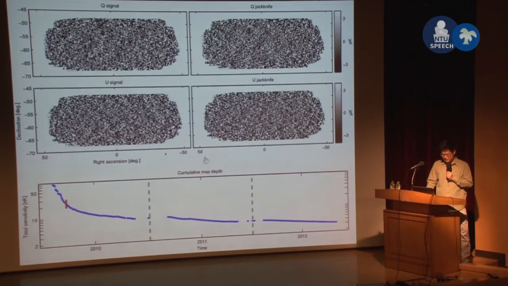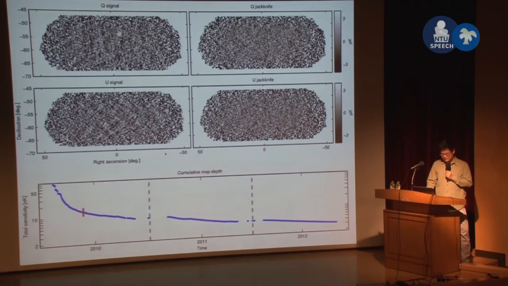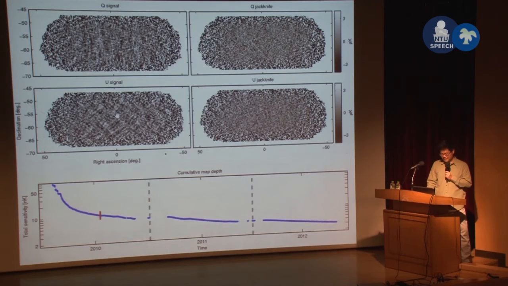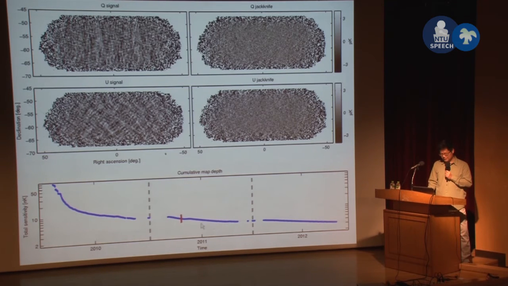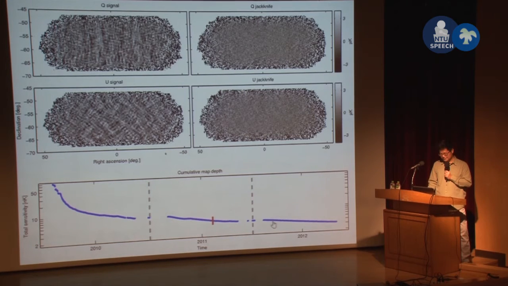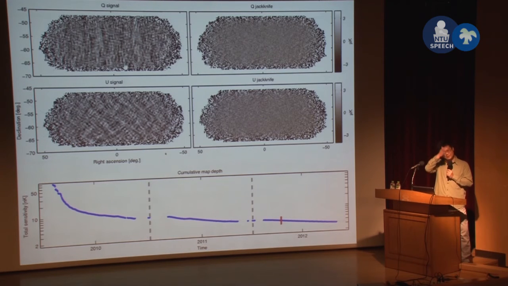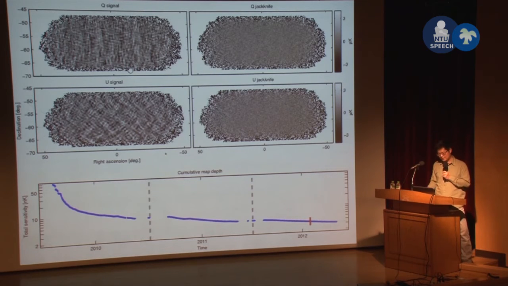So this is BICEP2 data. The Q map, U map, and this is the depth measured in nanokelvin. Now it's going to second year, and you start to see patterns in Q map and U map. In Q map, you see these plus patterns, and in U map, you see these cross patterns, because the polarization state is dominated by E-mode polarization. Okay.